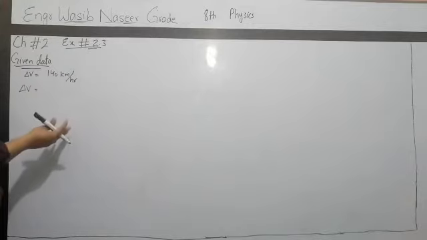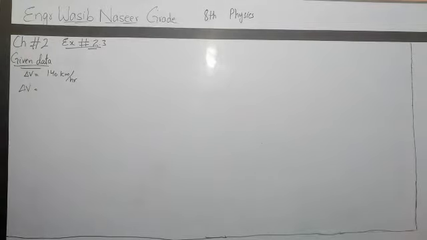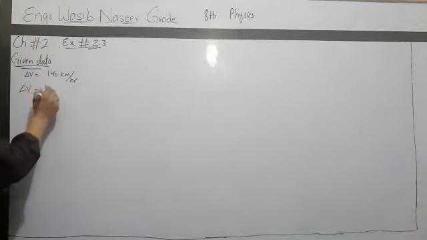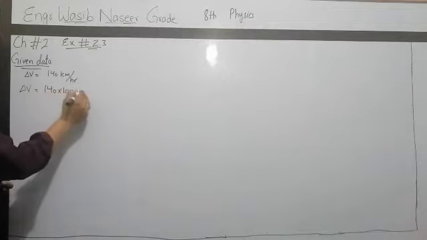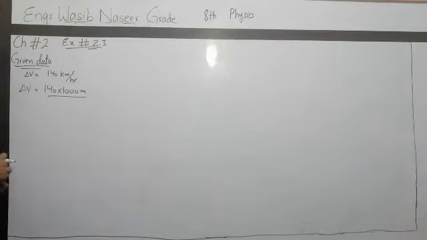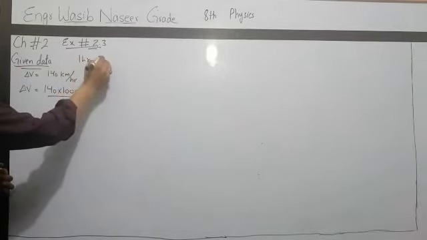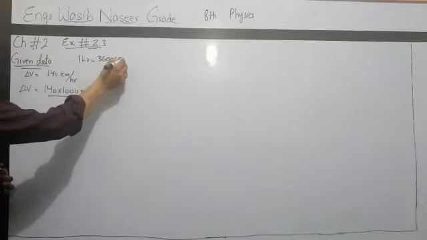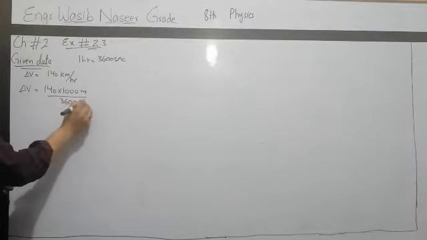Before going to the next step, first of all I will convert it to meter per second, because you know that the SI unit of velocity is meter per second. So this is 140. I will put 1000 in the place of kilometer as it is, and you know that there are 3600 seconds in 1 hour. That you know that 1 hour is equal to 3600 seconds. So in place of hour I will put 3600 seconds.